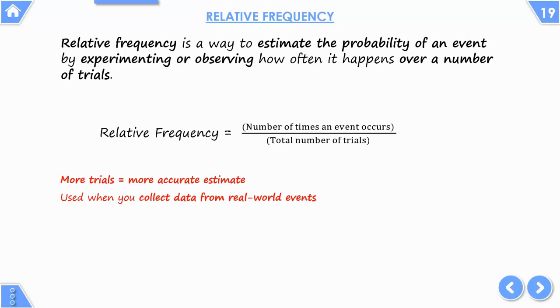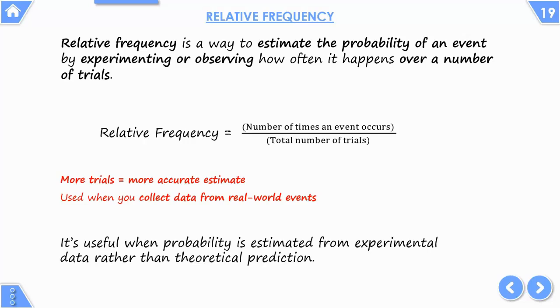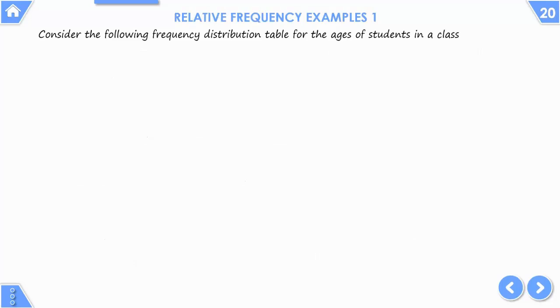It is used to collect data from real-world events like a census, or maybe a statistical population. It is very useful in probability to estimate from experimental data rather than theoretical prediction. So you want to experiment and find your answer rather than make a theoretical prediction. Now, let's look at example one.